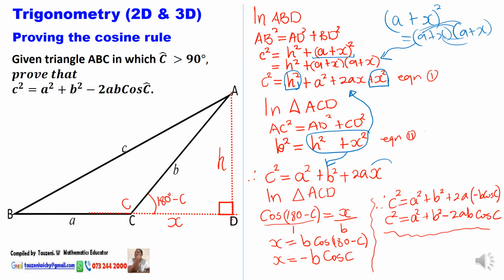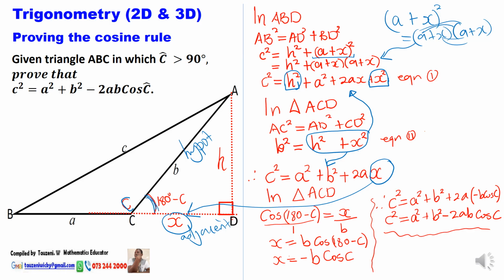Then we need to get rid of this x. So this x is coming from our triangle after doing some construction. This is where x is. So in triangle ACD, we notice that that x there is the adjacent of the triangle, and the side b is the hypotenuse of the triangle. Then adjacent and hypotenuse means we can apply the cosine of that angle. So we need the cosine of this angle here. The angle that we have in the triangle is C. So then the other angle must be 180 minus C, because angles on a straight line add up to 180.